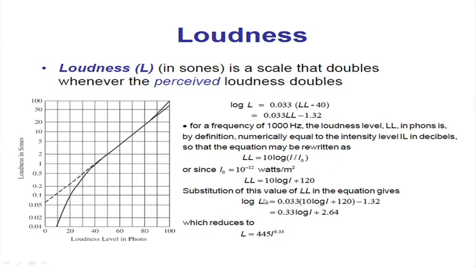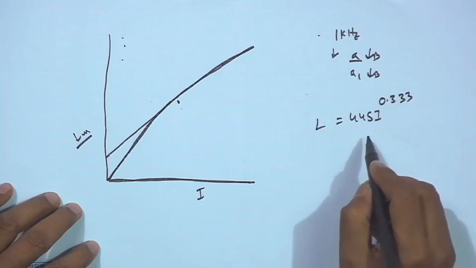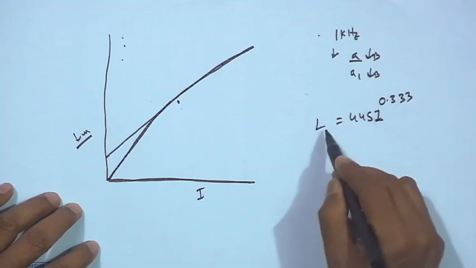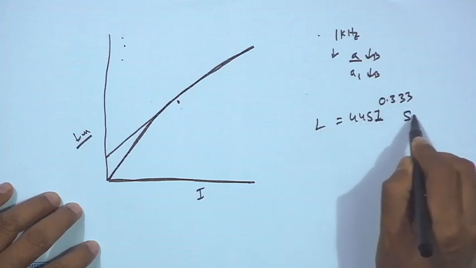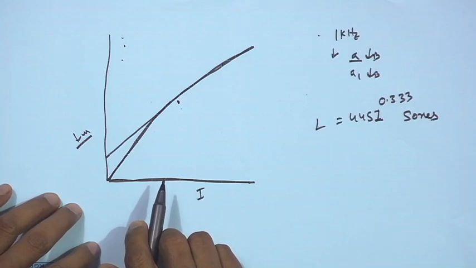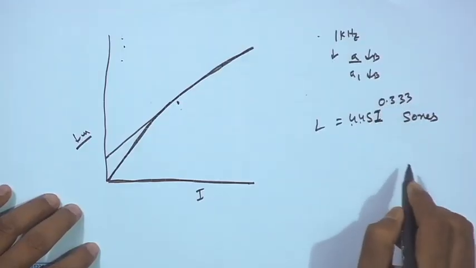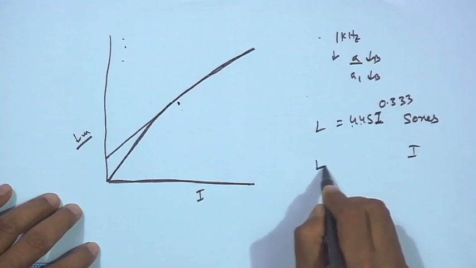So, L is equal to 445 I to the power 0.333. That means if I know the intensity, I get the loudness in sones, S-O-N-E-S, that many sones. So, L is equal to 445 I to the power 0.33. So, if it is 5 dB, if I know the intensity, then I can calculate loudness. Okay. So, this is the loudness sone curve.